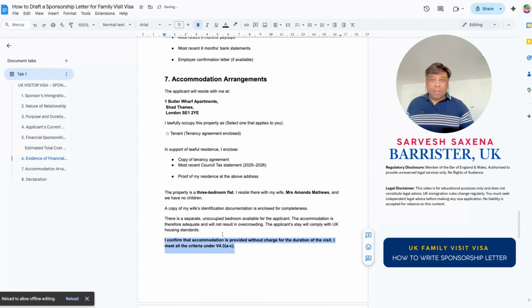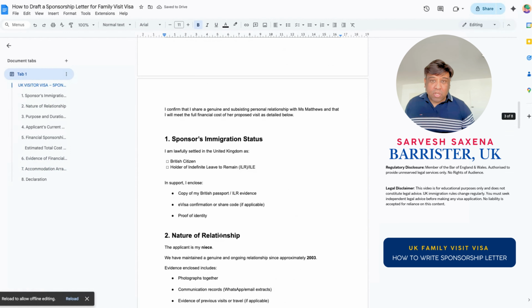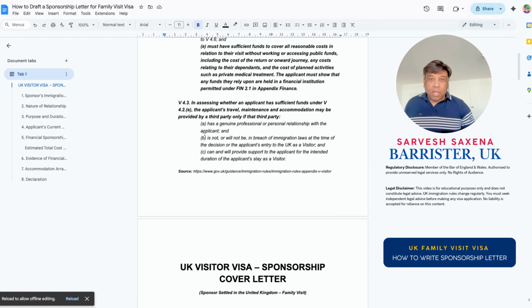Let me highlight it. Let me go to the top so that you refresh your memory. Look at A to C. So there is a genuine personal relationship with the applicant, and it is not in breach of any immigration laws. That means the first part you have to meet is not being in breach of immigration laws. So they will do a credit check or a financial check and the CRB check, criminal record check, that there are no arrears, there are no judgments against the person, there is no criminal trial going on, or there are no previous penalties from immigration that have been levied on the sponsor.